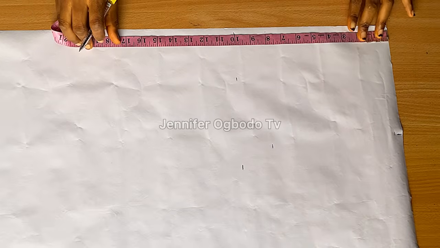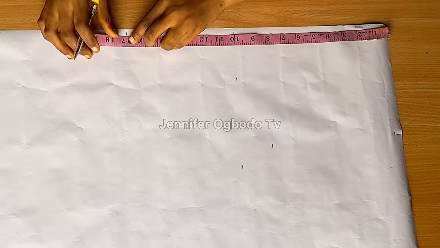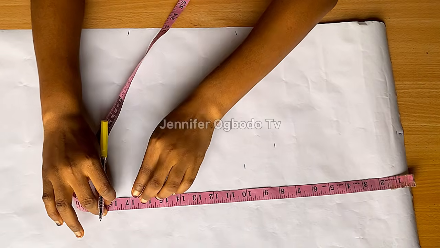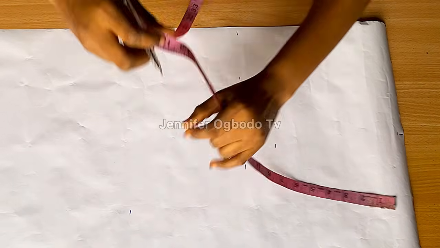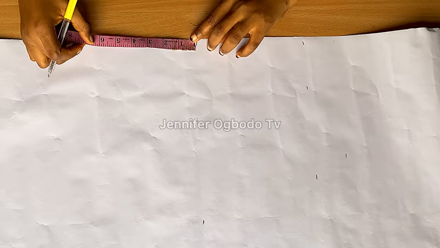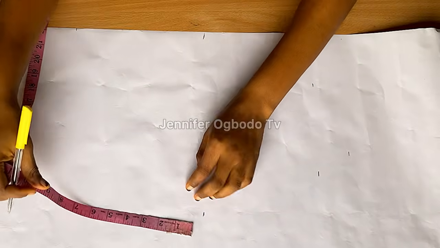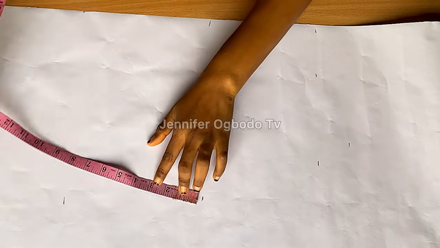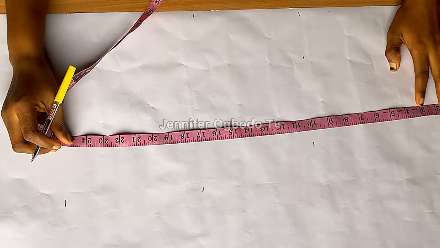So after marking the bust point, the next thing I'm going to mark is my half length. The half length I'm working with is 17 inches, okay? So I'm going to mark it at this point and I'm going to mark it at this other point. So after marking the half length, go ahead and come down by 8 inches. This is going to serve as the hip length. So my hip length is 8 inches, okay? So go ahead and mark yours.